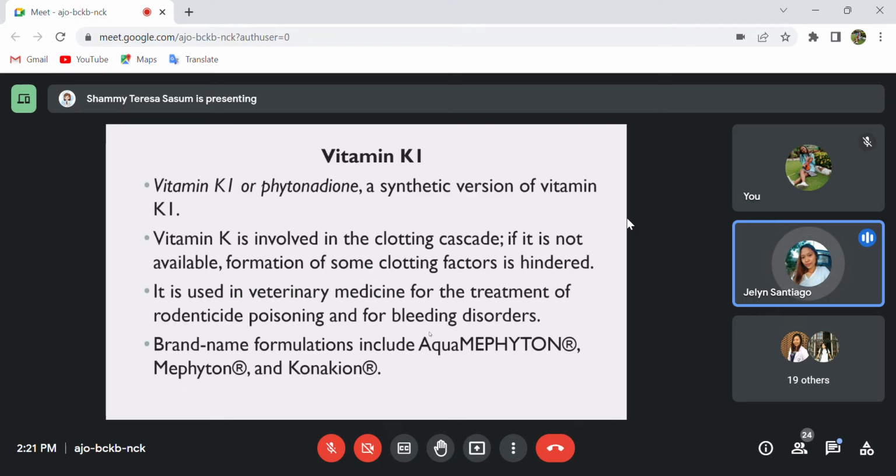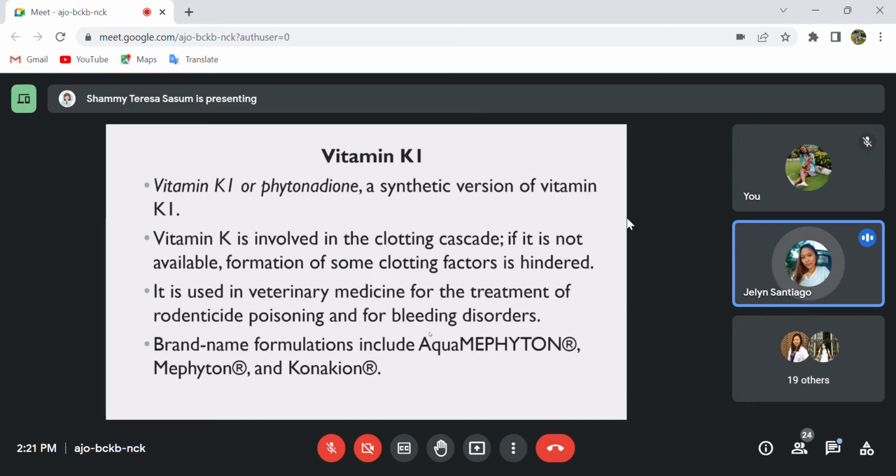The first parenteral hemostatic drug is vitamin K1 or phytonadione, a synthetic version of vitamin K1. Vitamin K1 is involved in the clotting cascade. If it is not available, formation of some clotting factors is hindered. This medication is often used in veterinary medicine after animals eat certain kinds of mouse or rat poison, yung mga rodenticide poison. And also, it is used for treating bleeding disorders.